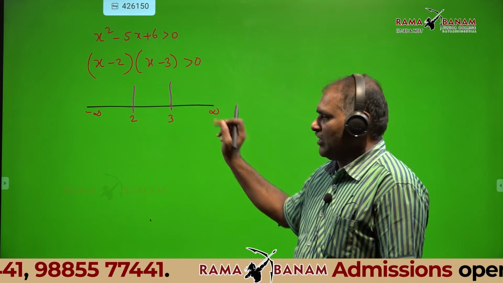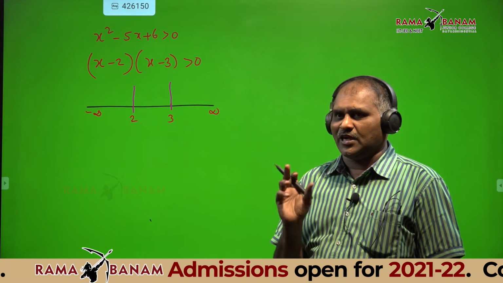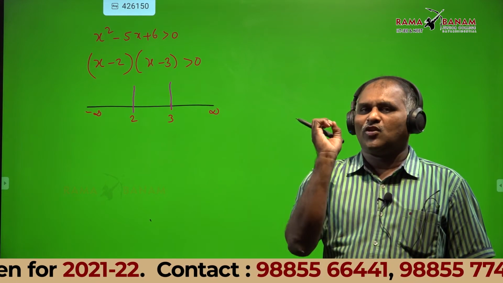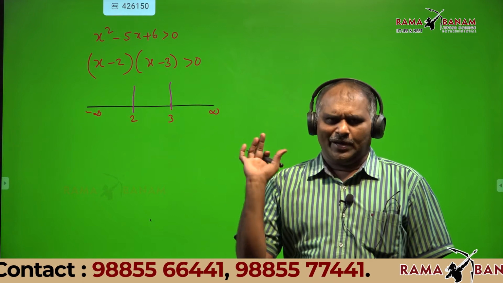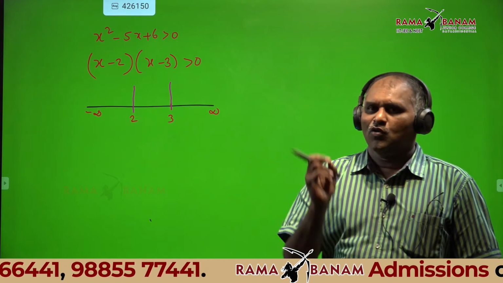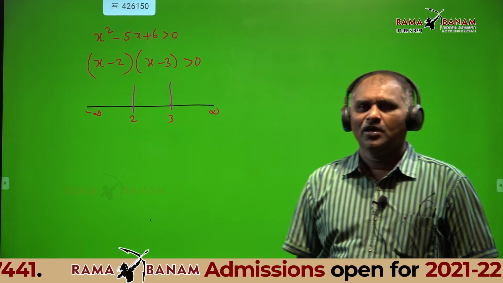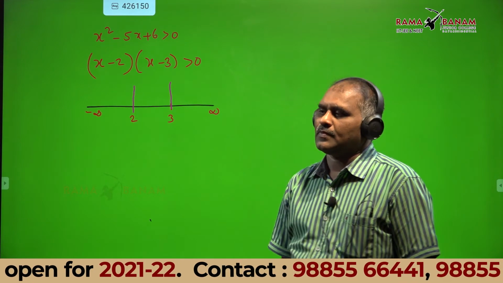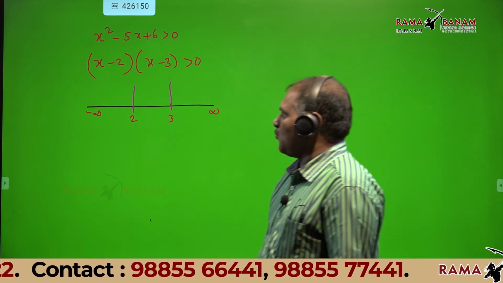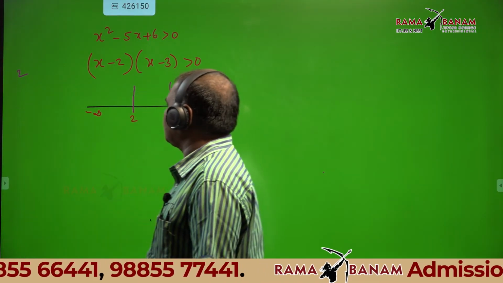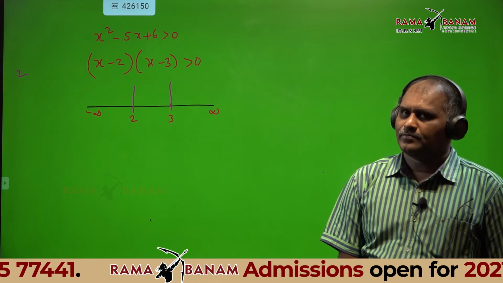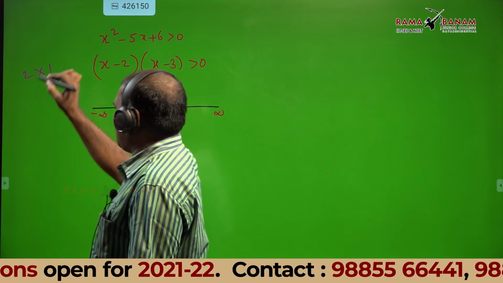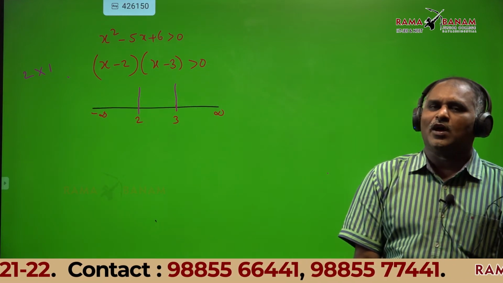In between 3 to infinity, not exactly those values, you can consider one small number, any one number. Between 3 and infinity you can consider one real number. Suppose I take 4. What is 4 minus 2? 2. Therefore, 4 minus 2 is equal to 2. What is 4 minus 3? 1. Therefore, 2 into 1. What is 2 into 1? Positive or negative?